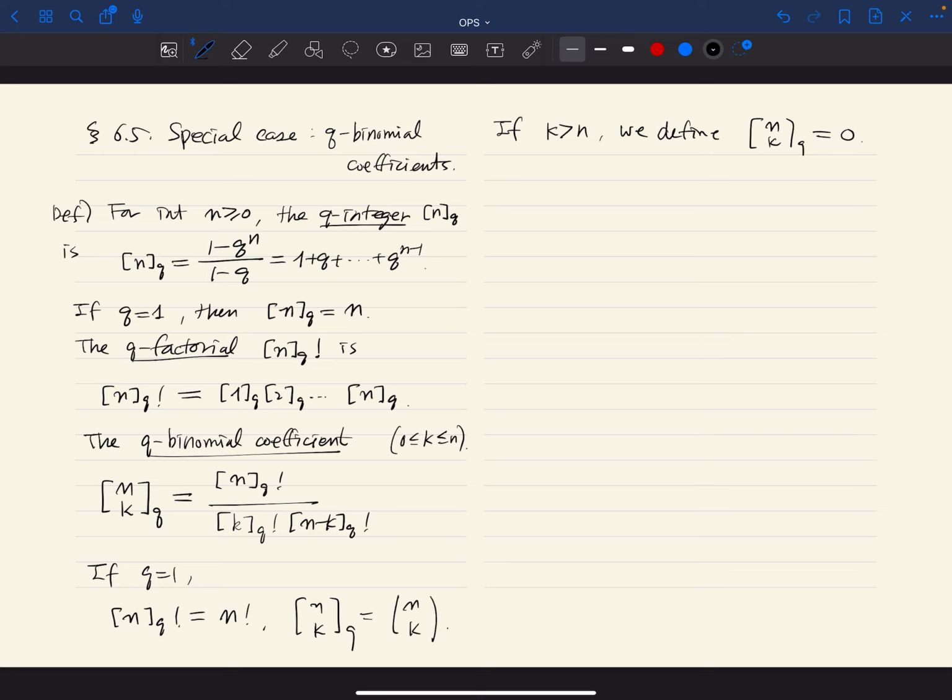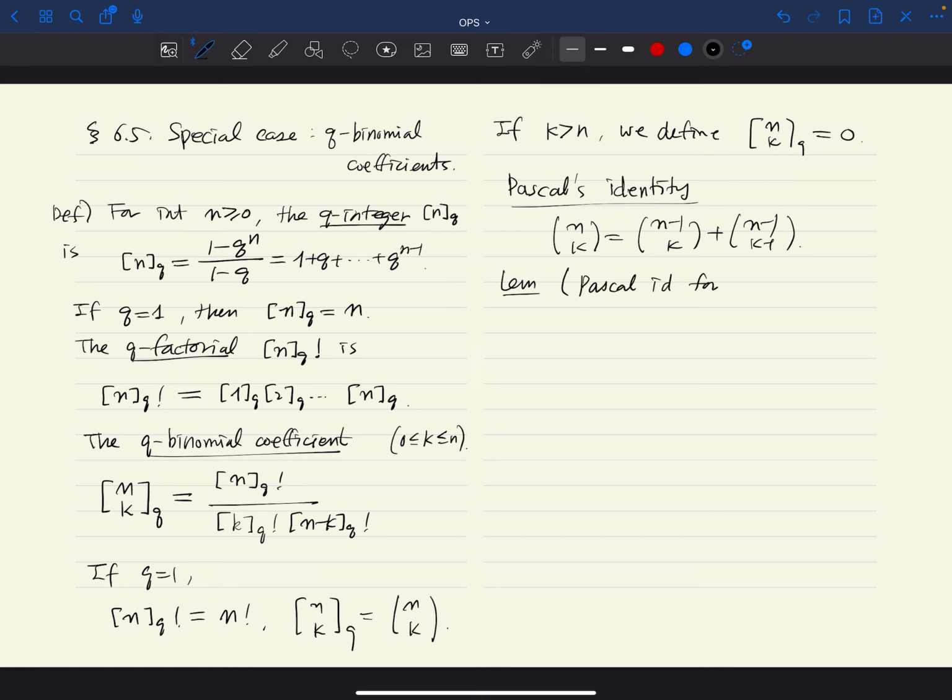Okay, and lemma. Let me just recall the Pascal's identity. What is the Pascal's identity for binomial coefficients? Pascal's identity says n choose k equals n minus 1 choose k plus n minus 1 choose k minus 1, right? It's a simple binomial identity. And we have a lemma, which is basically a Q Pascal identity for Q binomials.